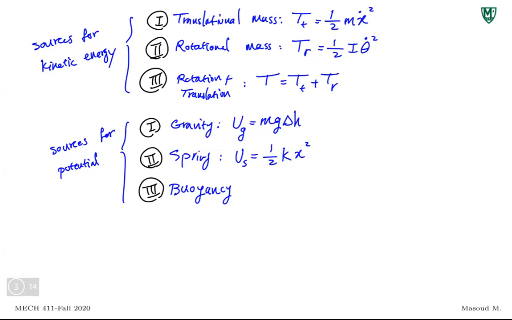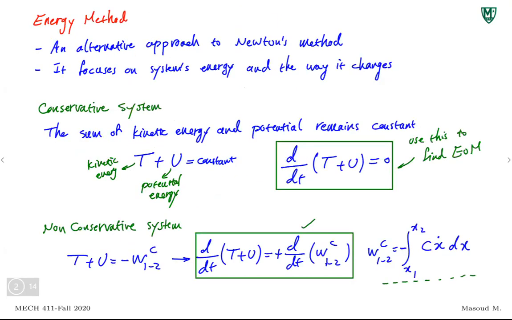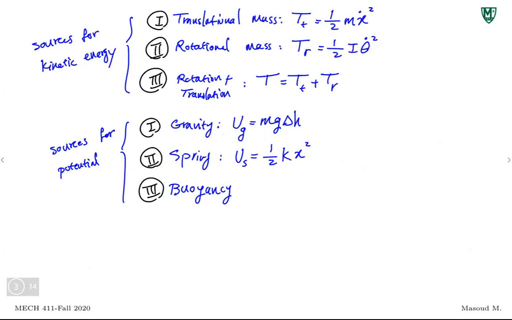Okay, now we are ready to look at a couple of examples, right? We looked at the energy method. We said whether a system is conservative or non-conservative, where these are the general expressions, or equations, you have to form to find the equation of motion for the system, depending on if you have a damper or you don't, or any non-conservative force. And we said these are the sources for kinetic energy and potential energy. So when you form T and U for the equation, keep these in mind.